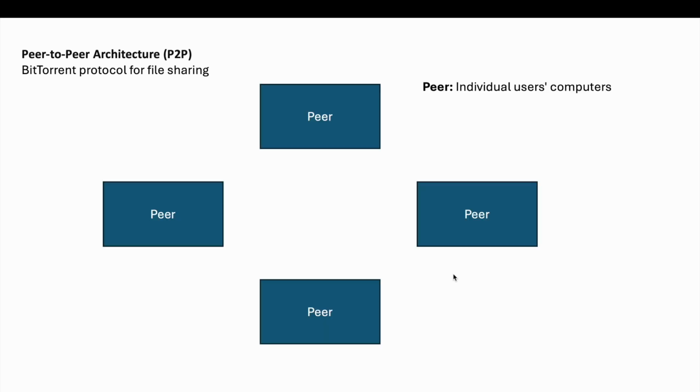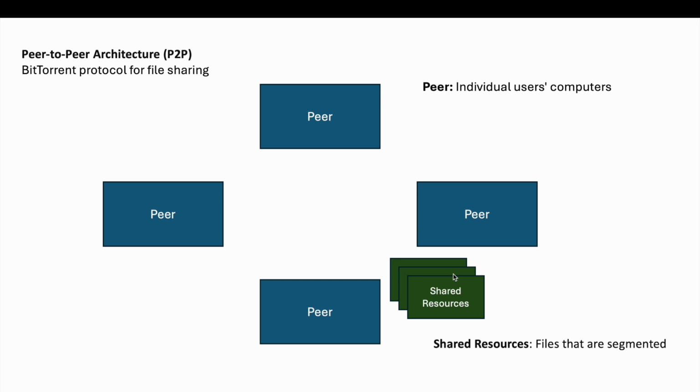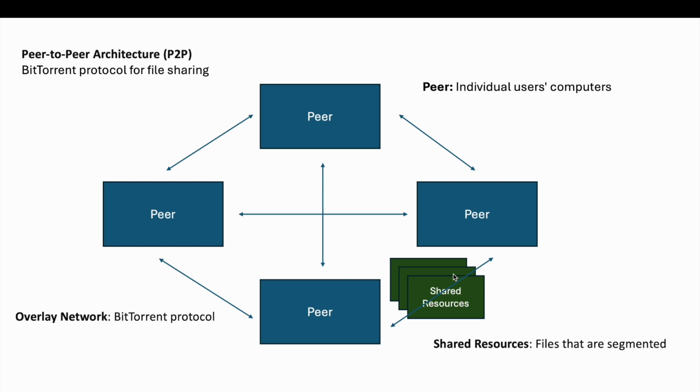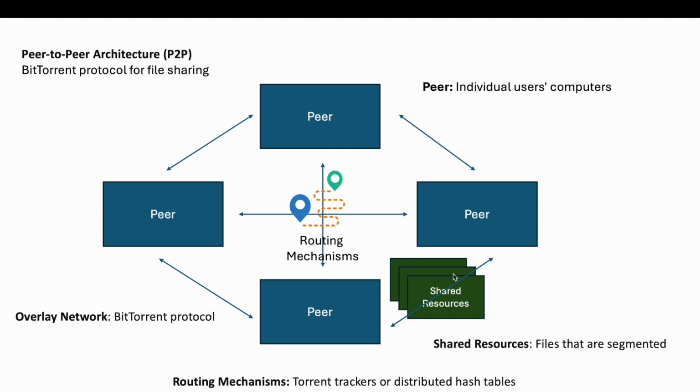Let's look at an example. A well-known example of a P2P network is the BitTorrent protocol for file sharing. In this, the peers are the individual users' computers that download and upload files. We have the shared resources, which are files that are segmented and shared across multiple peers. We have the overlay network, which is the BitTorrent protocol. The BitTorrent protocol creates a network where peers connect directly to exchange pieces of files. We have routing mechanisms. BitTorrent clients use information from torrent trackers or distributed hash tables to find other peers who have the file pieces they need.